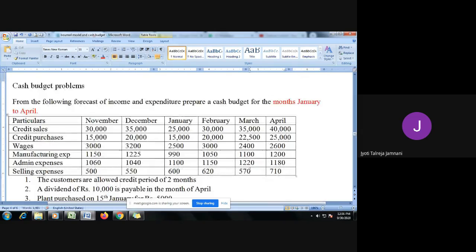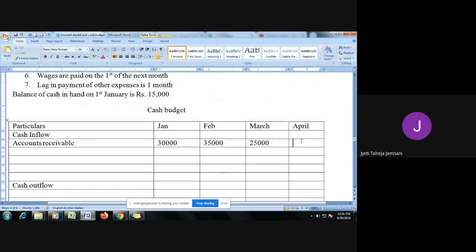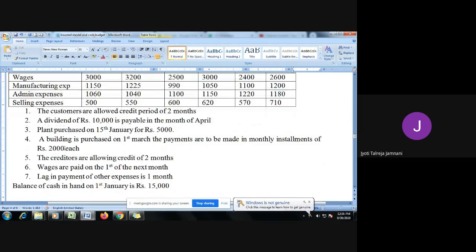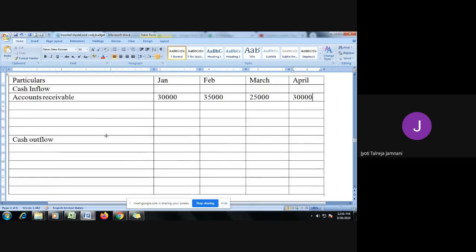Then next is February credit sales 30,000. I'll receive it in April, leaving Feb and March. So 30,000. We have been asked to do only till April, so we'll not go ahead with the May June budget. So that's about the credit sales. Second, a dividend of rupees 10,000 is payable in the month of April. Payable means it is a payment, so it will go in cash outflow. What are we paying? The very first thing, dividend, and the amount is rupees 10,000 and it is payable in April. So we'll go to the April month and we will pay 10,000 rupees here. All other months it will be nil because there is nothing that is happening in Jan, Feb and March.